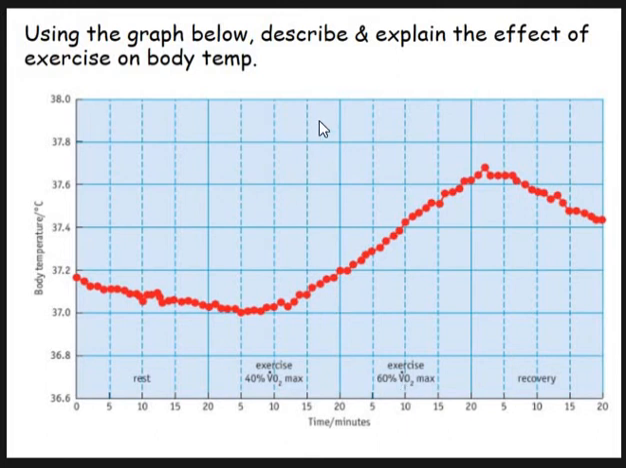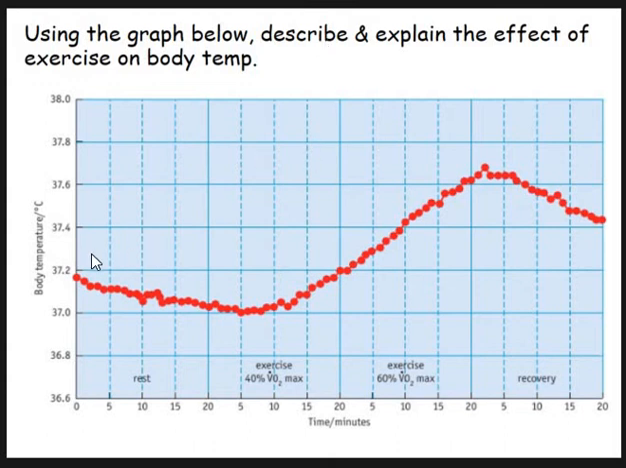Okay, so the task asks you to describe and explain. Remember, describe is say what you see. What is the graph doing? Explain, why is it doing that. So I want you to have a go at that first. Describe the graph and then explain why it looks that way.